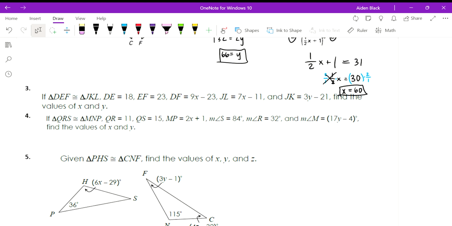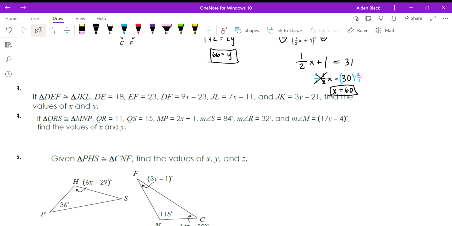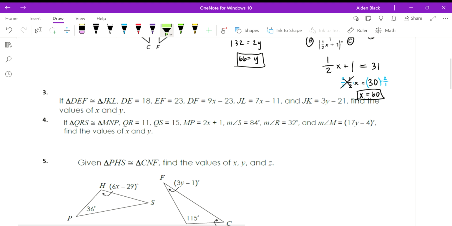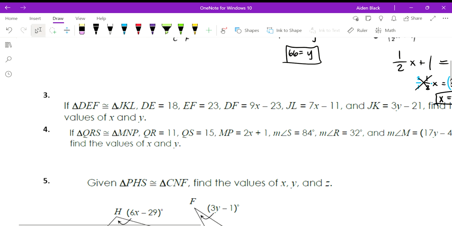If triangle DEF is congruent to triangle JKL, we know that DE is 18. We're given all these sides. So I think the easiest way to do this is to draw these triangles. They don't really give you any room. And since we are confronted with this adversity, I will deal with it by using just the letters.